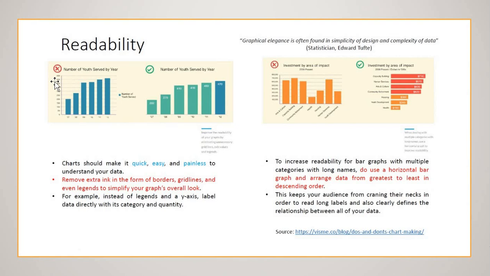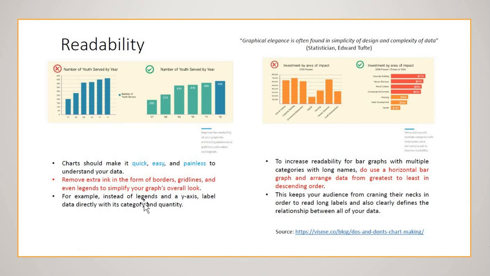Lepas tu ni kan dengan skala ni kan nak tengok value untuk setiap satu. It's better you write down directly on each bar the value. Okay, so chart should make it quick, easy and painless to understand the data. Jadi orang tak perlulah nak follow line ni ke value yang sepatutnya nak tahu value tu. So remove extra ink in the form of borders, grid line and even legend to simplify your graph overall look.